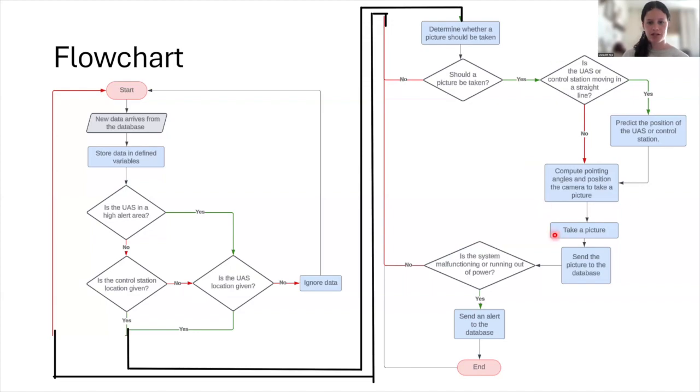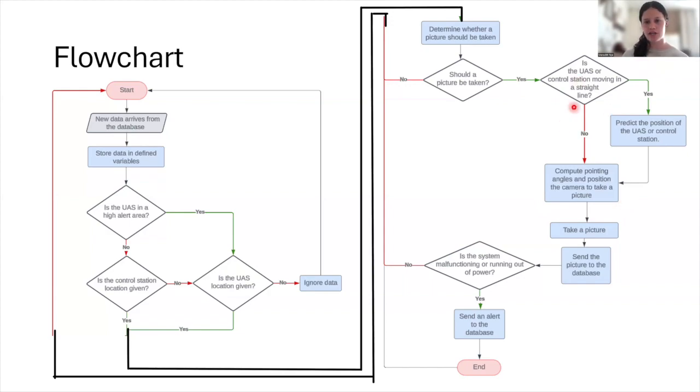This block right here is according to constraint 3 and 4. So it's about the location prediction. It's asking, is the UAS or control station moving in a straight line? And if it is, the location will be predicted according to calculations that I will go over in the analysis section. But if it's not, then it will not predict the location.